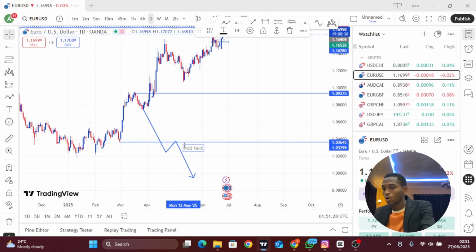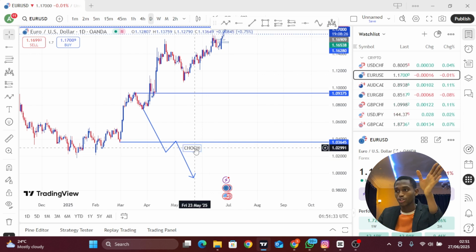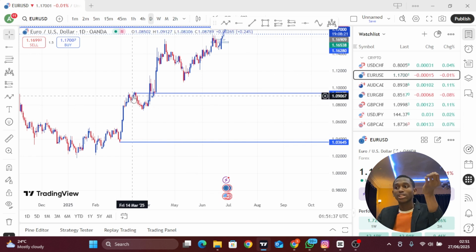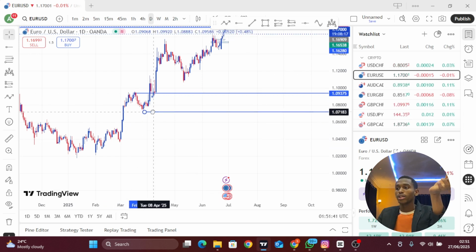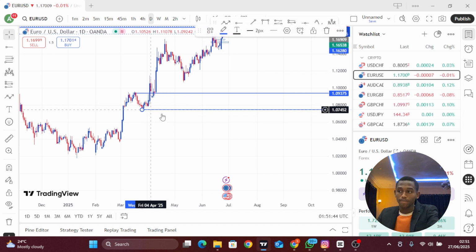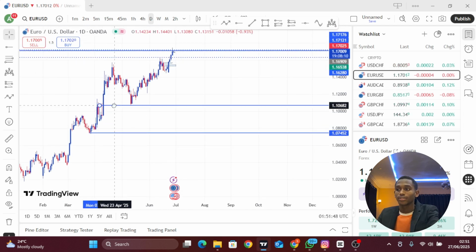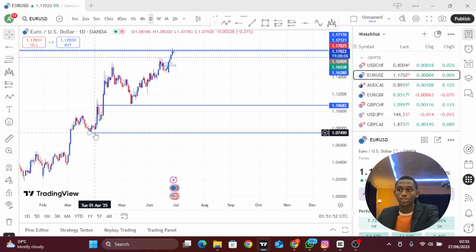So then we're going to call this a change of structure. This is a simple and clear change of structure, but unfortunately it did not do that. After this high, where's the new low? The new higher low, ladies and gentlemen, is right here. Once the new higher low has been formed, where's the new higher high? Right here. So now you see that this is the new higher high and this is the new higher low.